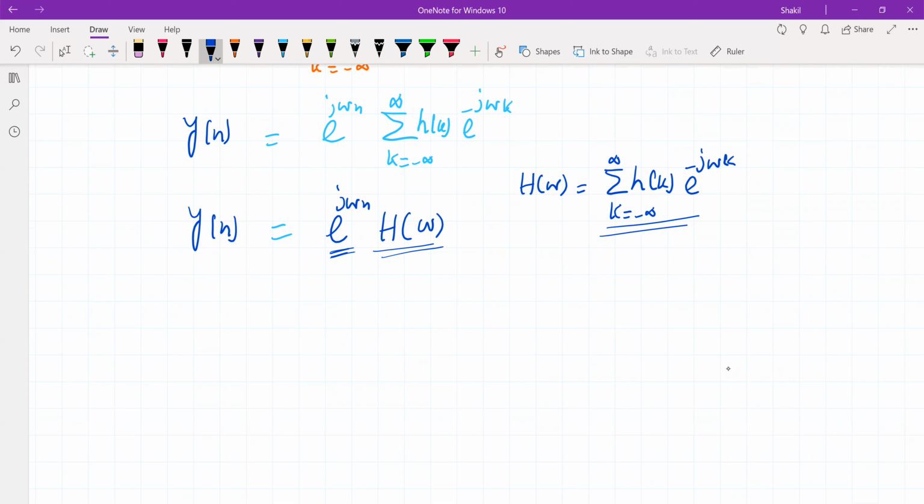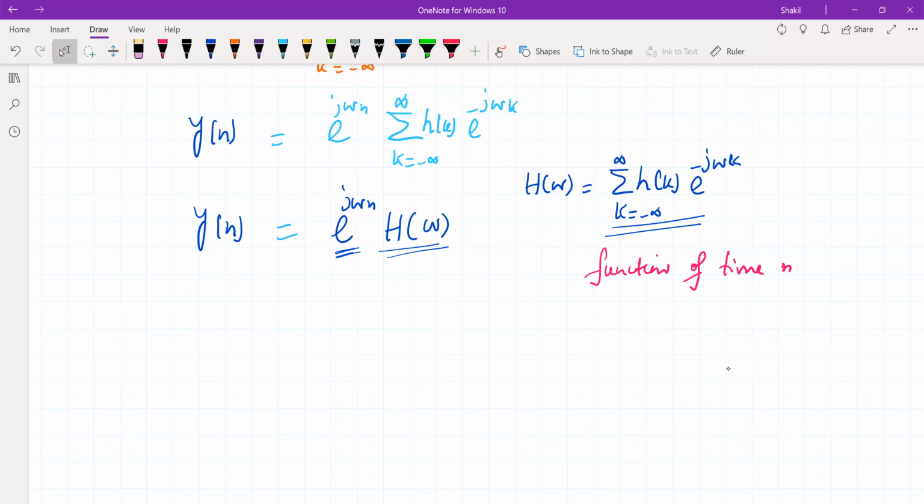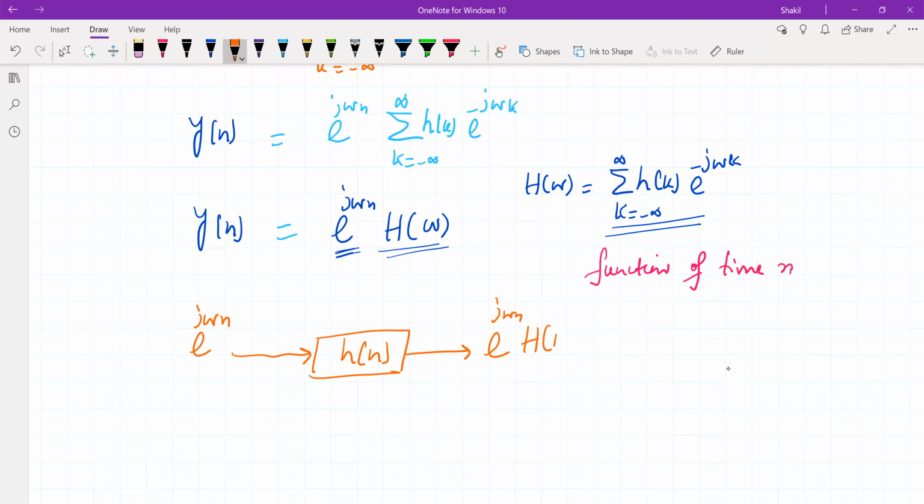Now this will be a complex quantity, and it won't be a function of time, k or n. Remember, this is not a function of time, but it will be a function of omega only. So what's happening here? When the input to the system is this complex sinusoid, with impulse response h of n, the output is the same input multiplied by some complex number.